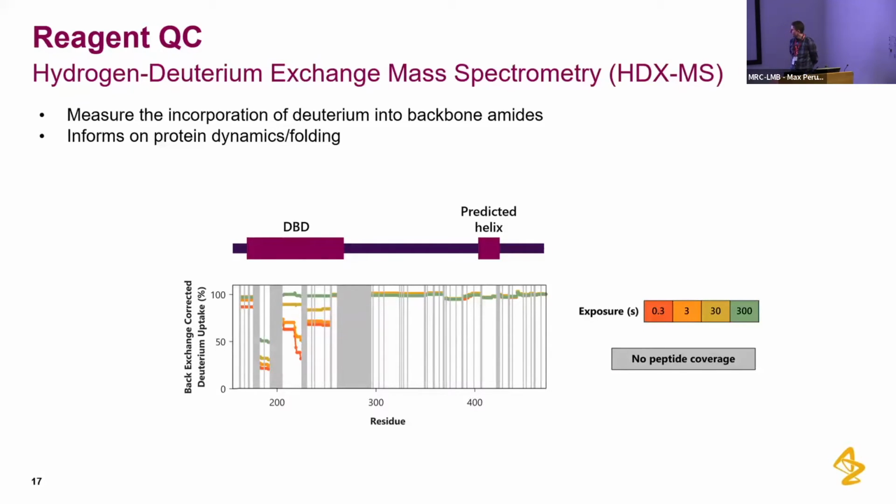This plot shows on the y-axis how much deuterium was taken up by the different residues. And each of the lines in the plot is a different incubation time with the deuterium. So in a folded part of the protein, where we should have different and measurable rates of incorporation, you should see differences at different time points. And that's exactly what we see in this DBD region here. At the earlier time points, there's less uptake compared to the later.